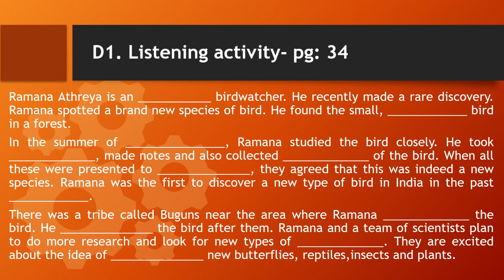There was a tribe called Buguns near the area where Ramana found the bird. He named the bird after them. Ramana and a team of scientists plan to do more research and look for new types of animals. They are excited about the idea of discovering new types of butterflies, reptiles, insects, and plants.